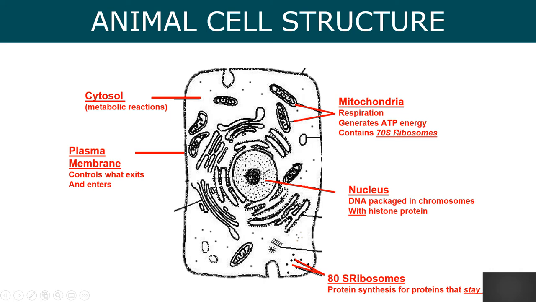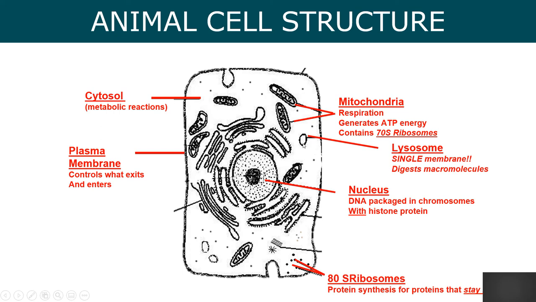And because these are related to bacteria, they also contain the 70S ribosomes. So eukaryotes have both 70S ribosomes, which only do protein synthesis inside the mitochondria, and then they have the 80S ribosomes, which, when they're free like this in the cytosol, make proteins that are going to stay in the cytosol. Okay, so mitochondria does respiration, generates ATP energy, and also contains those 70S ribosomes.